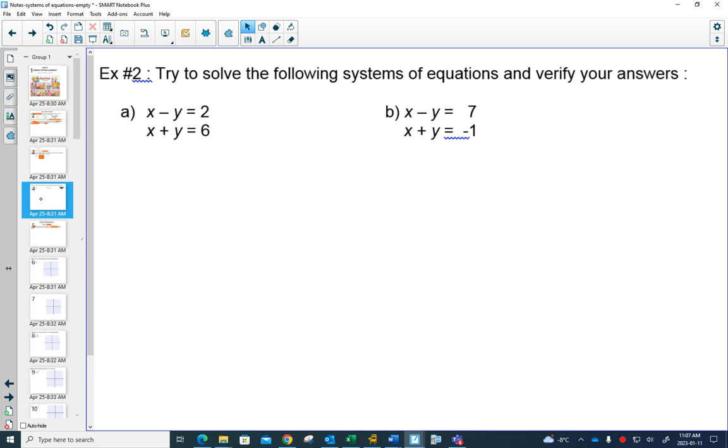Second one's trickier, isn't it? Not really. Not, ooh. Wow. Wow. Got this unit, eh?